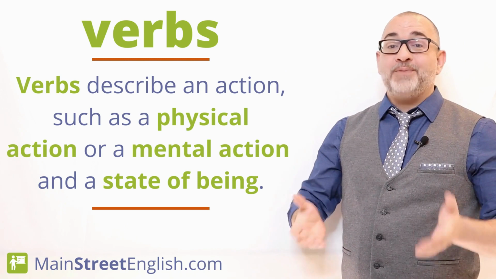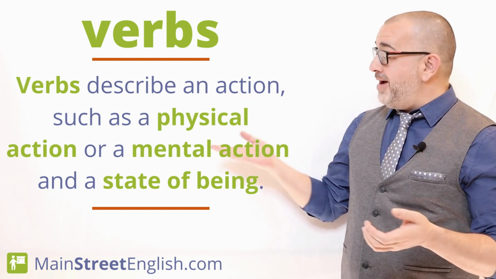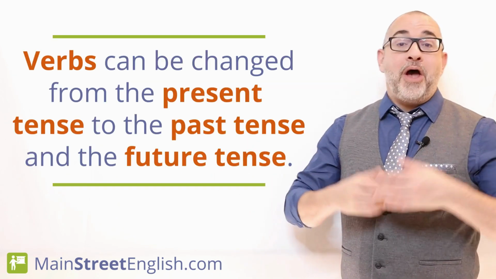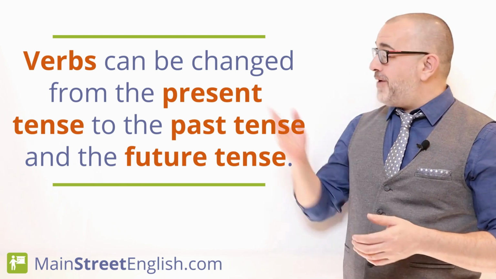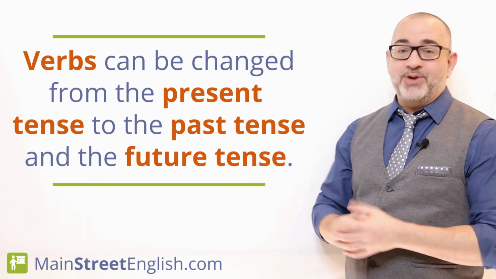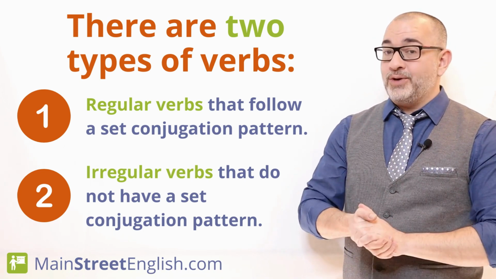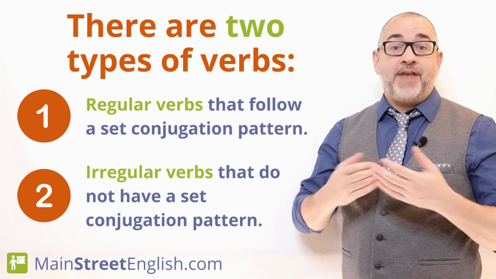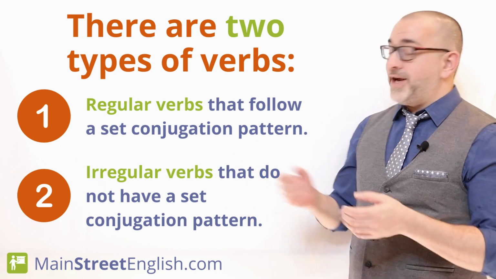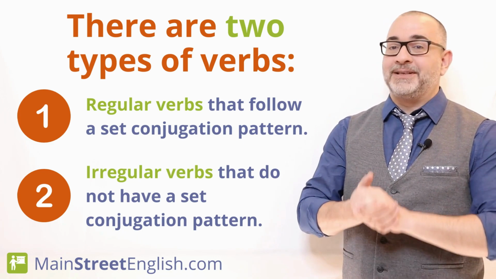Verbs. Verbs describe action, a physical action or a mental action, and a state of being. Verbs can be changed from the present tense to the past tense and to the future tense. There are two kinds of verbs: regular verbs that follow a set conjugation pattern and irregular verbs that do not have a set conjugation pattern.